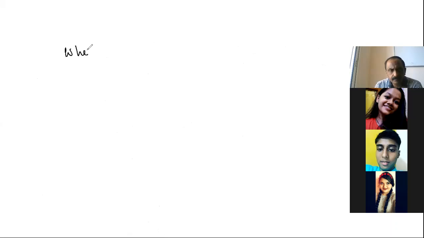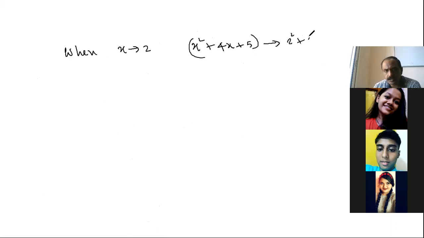When x approaches 2, x squared plus 4x plus 5 will approach 2 square plus 4 into 2 plus 5, which is equal to 8 plus 4, 12 plus 5, 17. Am I right? I hope you can read it.